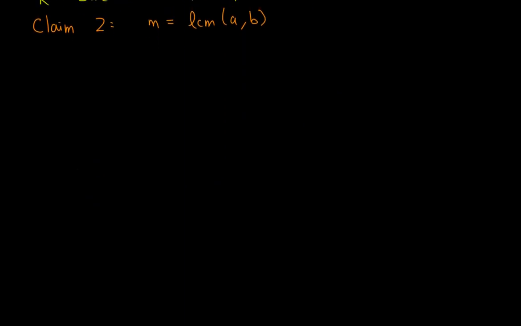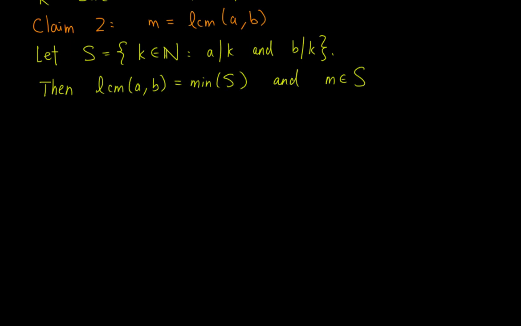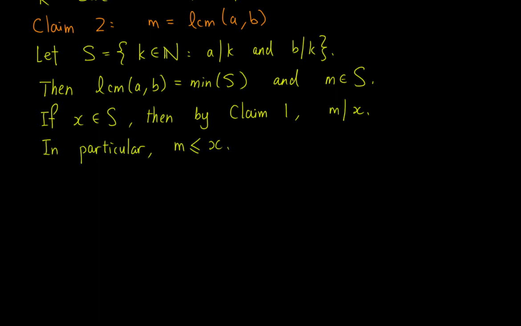To prove this claim, let S be the set of positive integers k such that a divides k and b divides k. In other words, S is the set of common multiples of a and b. Then, the LCM of a and b is the minimum element of S, and m is an element of S. Now, if x is any element of S, we know from the first claim that m divides x. In particular, this means that m is less than or equal to x.